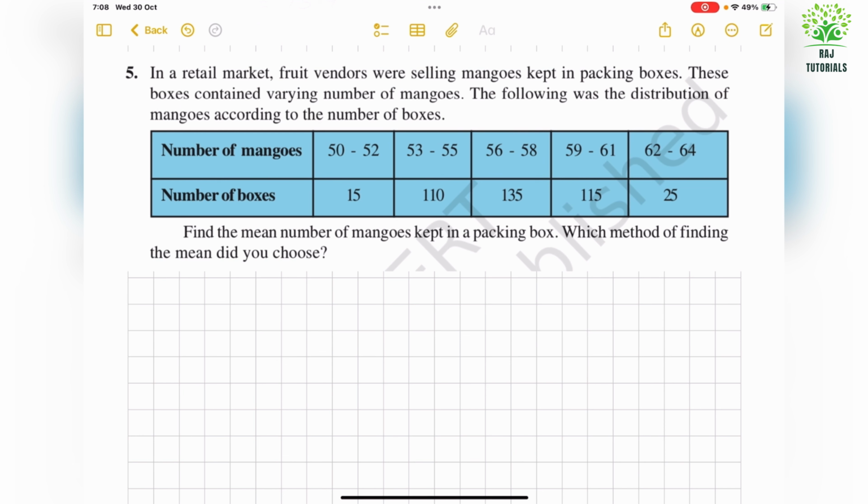Now the fifth question says, in a retail market, fruit vendors were selling mangoes kept in packing boxes. These boxes contained varying numbers of mangoes. The following was the distribution of mangoes according to the number of boxes. Find the mean number of mangoes kept in a packaging box. Which method of finding the mean did you choose?